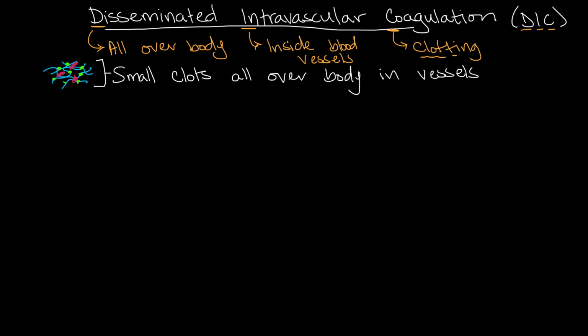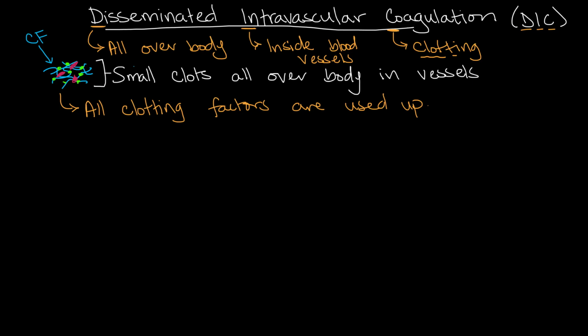But the big issue during pregnancy, and especially during postpartum hemorrhage, is that you use up all of your clotting factors. So all clotting factors are used up. And this should hopefully make sense. All of these clots are forming in your body, and you only have so many clotting factors. So many of these proteins in blue, these are clotting factors, CF. And you only have so many of these clotting factors floating around your body.